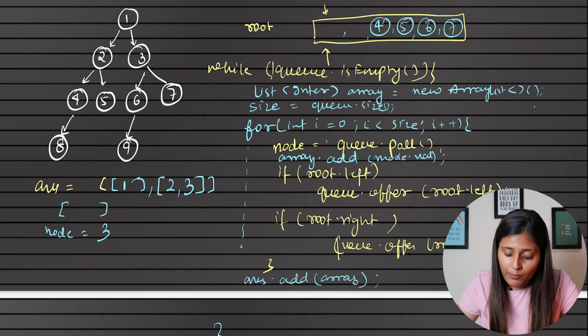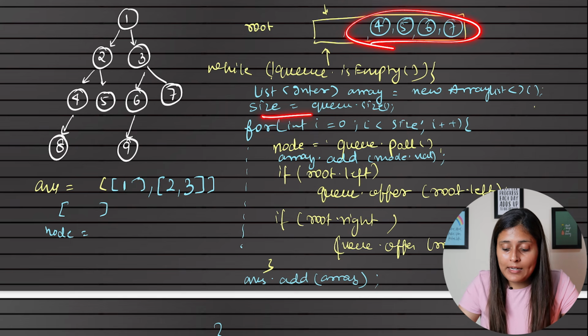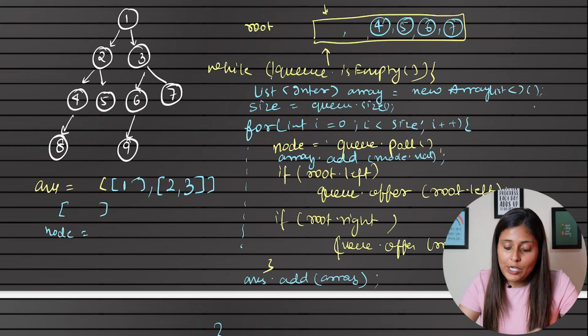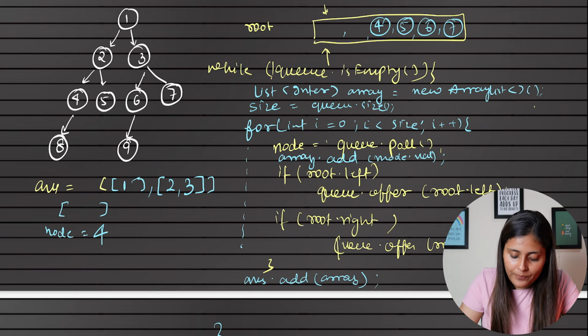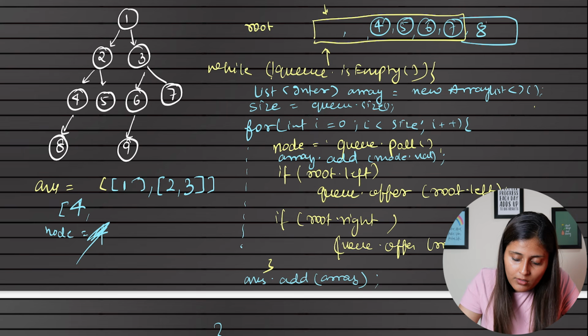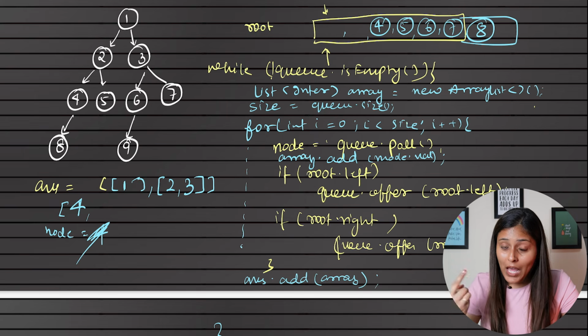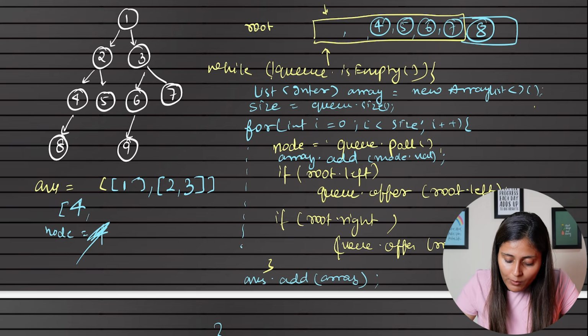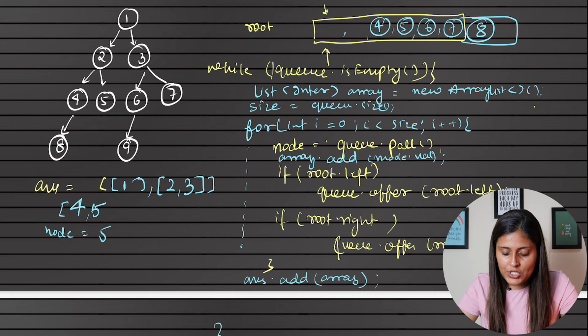Done. Now first we'll calculate the size. Size is 4 now. Now this for loop will run for 4 times. So first 4 will get popped out. 4 will get inserted in the array also. Yes. Does 4 have children? Yes. So in the queue 8 will get inserted. Now again 5 will get popped out. Correct? Yes. 5 will get inserted in the list, which is array.